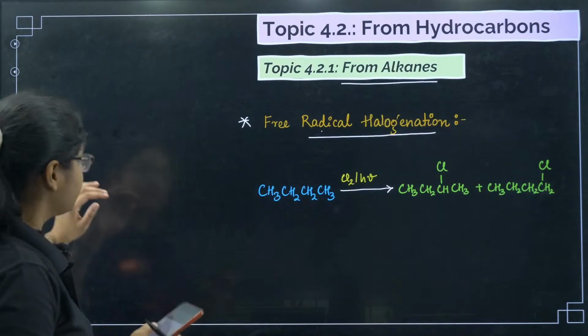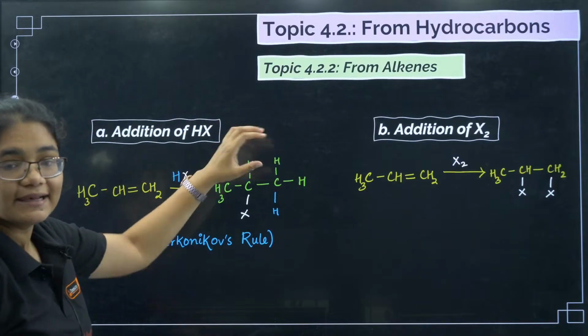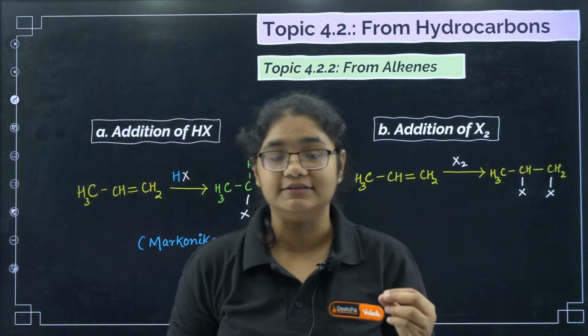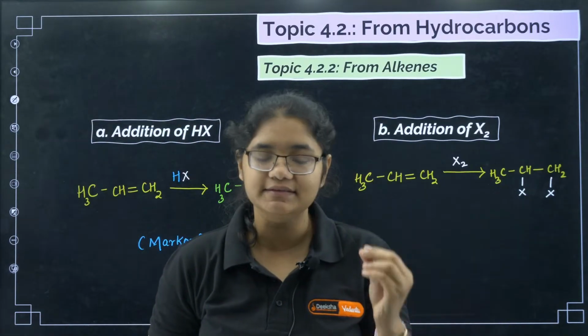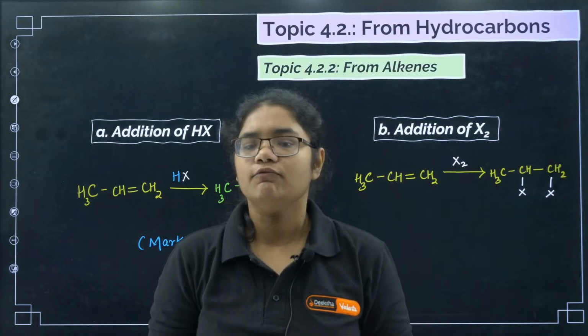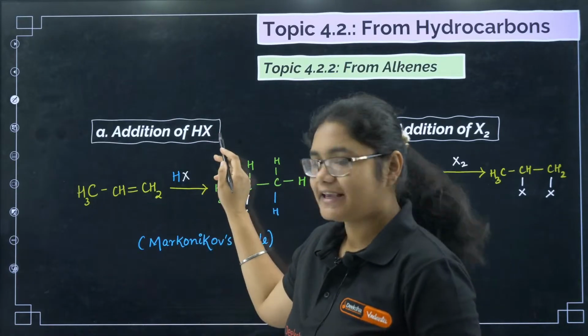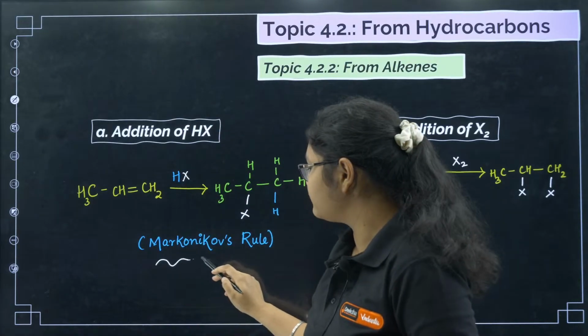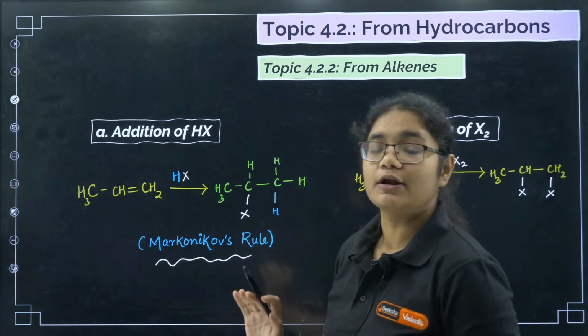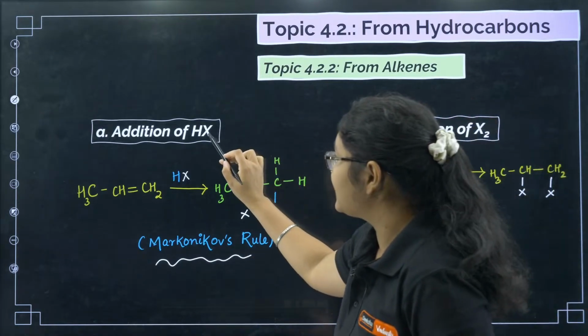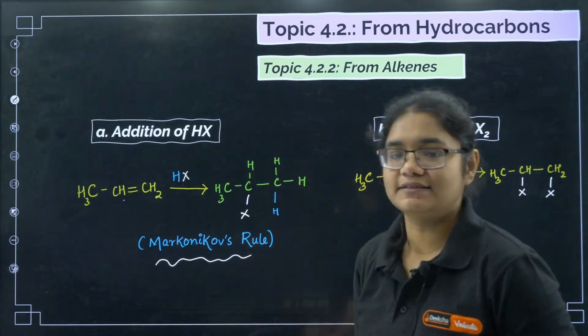Fine. Now moving forward to alkenes. If you want to prepare haloalkanes using alkenes, we have two methods. One, I can use HX directly, and here you should remember that it always follows Markovnikov's rule. In Markovnikov's rule, what will happen? The negative part will go to the carbon having fewer hydrogens.